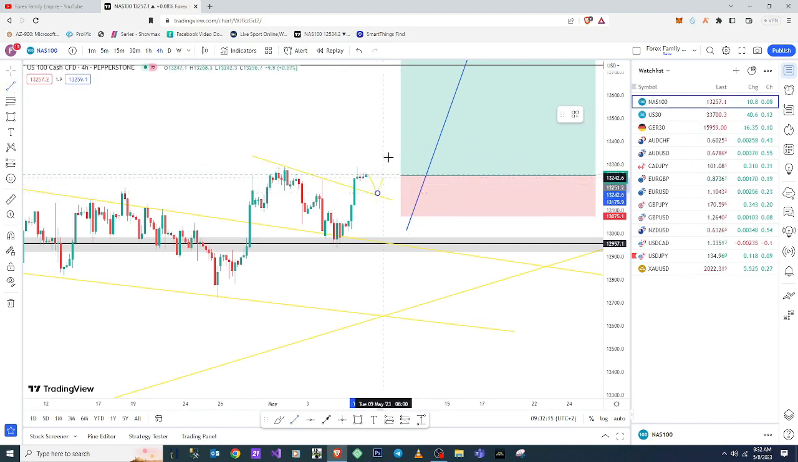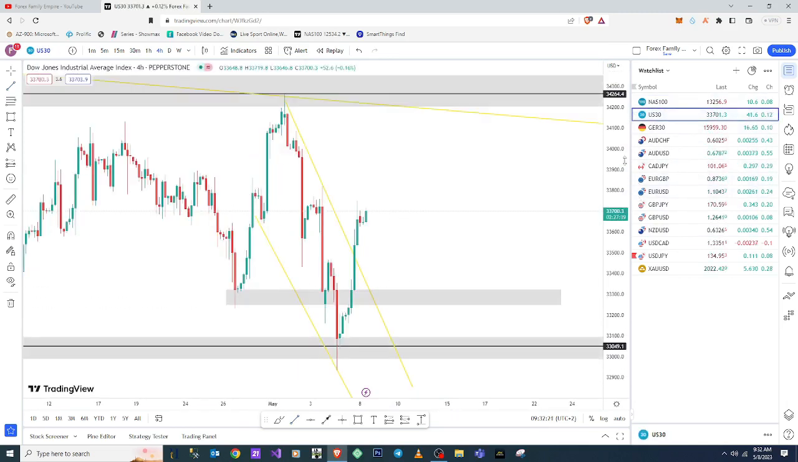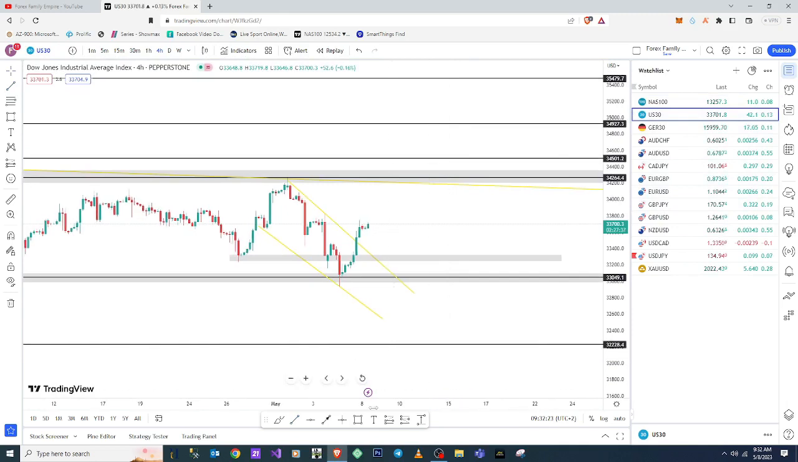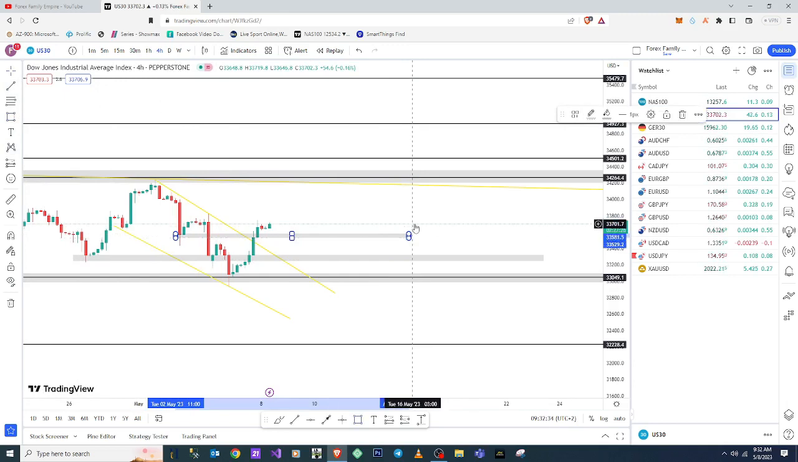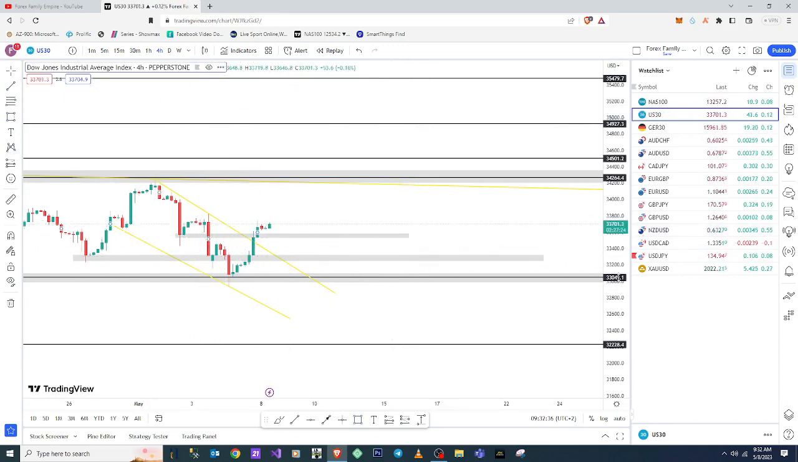I think Nasdaq and US30 move similarly, guys. So let's go back to US30. We can see that the market has broken out this zone as well again. So another zone. This one is far. We can see another one here. So this is the zone that was broken out again, guys.